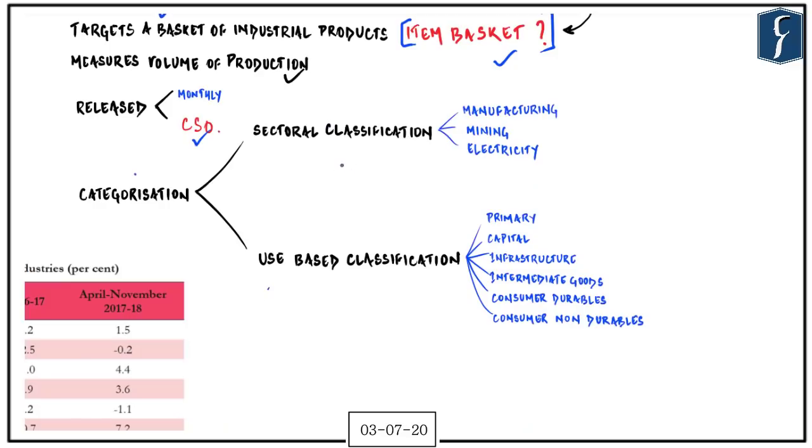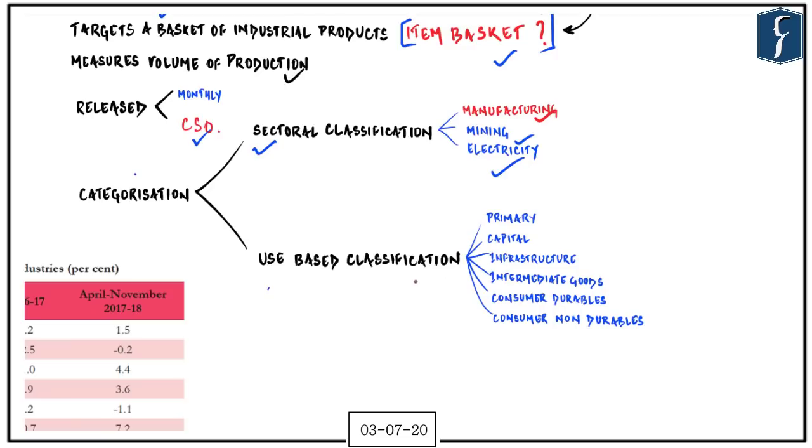Now, for the calculation of the basket, the products in the economy, especially the industrial products, are divided into various kinds of groups. But as we know, there are various ways of dividing them into groups as well. For example, one of them is sectoral classification, where the industrial production for the purpose of IIP is divided into 3 sectors: manufacturing, mining and electricity. And the highest weightage in this category is given to the manufacturing sector.